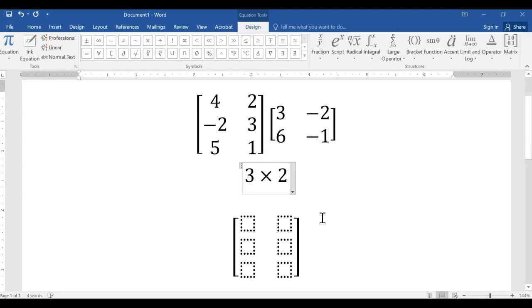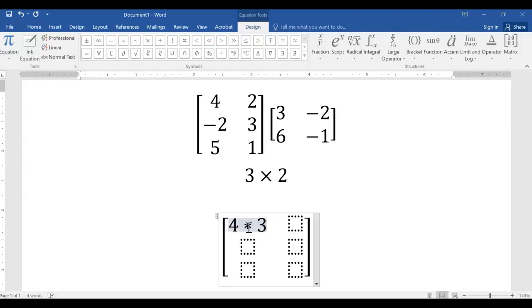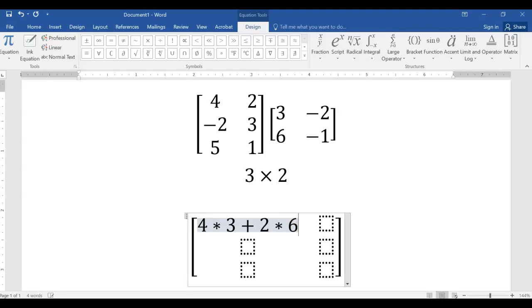All right, so let's go ahead and do this. I'm going to do this each entry. This is the 1-1 entry of my resulting product. We know that's going to come from taking row 1 times column 1, row 1 of matrix A times column 1 of matrix B. So I can write that out as 4 times 3 plus 2 times 6. And whatever I get as a result is going to be the entry here.